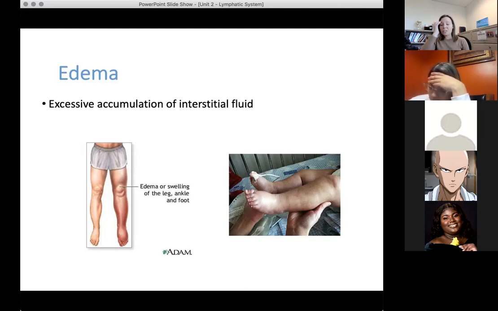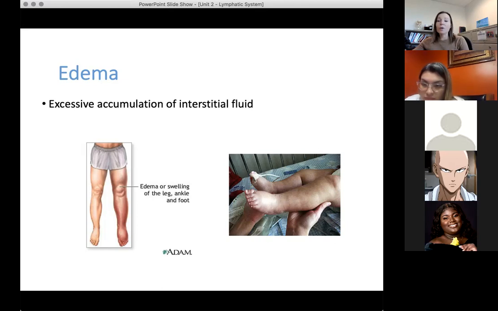Okay, so it's just a continuous cycle. Fluid leaks out of the blood, it moves into the spaces surrounding your tissues, it gets sucked up by the lymphatic vessels, and then it gets sent back into the bloodstream again. It happens continuously all the time.